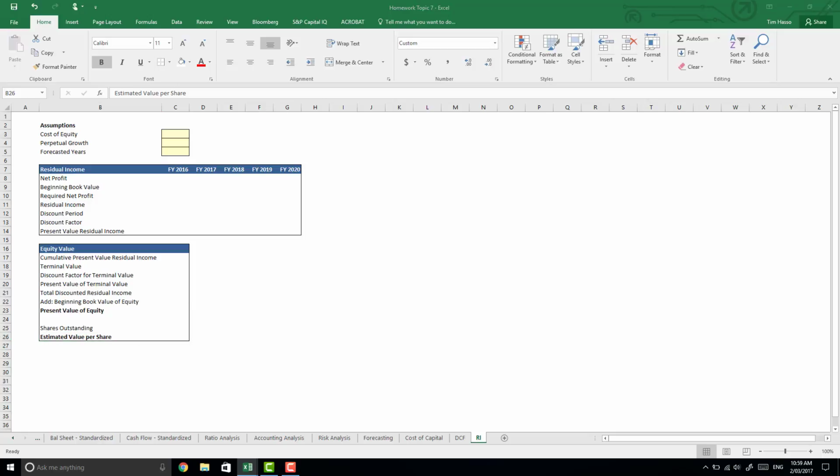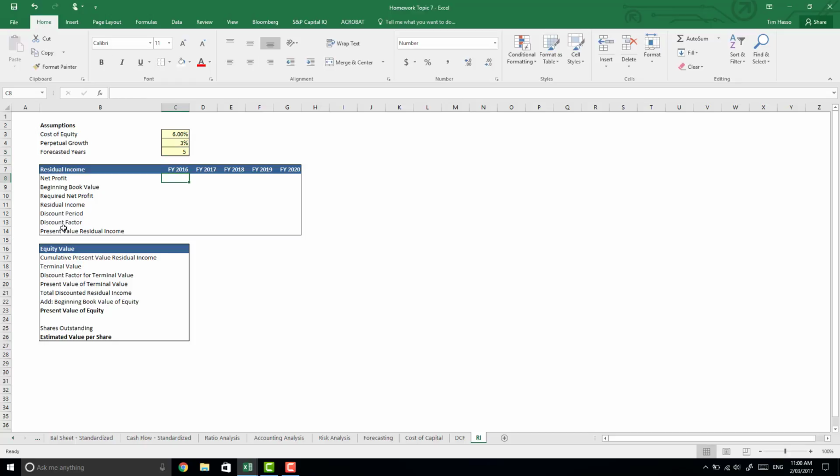Now, residual income model, the structure is very similar, except that we're looking at residual income instead of cash flows. So again, we need a set of assumptions. Instead of using WACC in the residual income model, we're only concerned about the equity portion of the business, so we only need the cost of equity. Again, I'm just going to make the assumption that it's 6%. In your case, you need to look up what is your company's cost of equity. Perpetual growth, again, similar to the discounted cash flow model, we're going to use 3%, and forecasted years, similarly, we're using 5 years in this case.